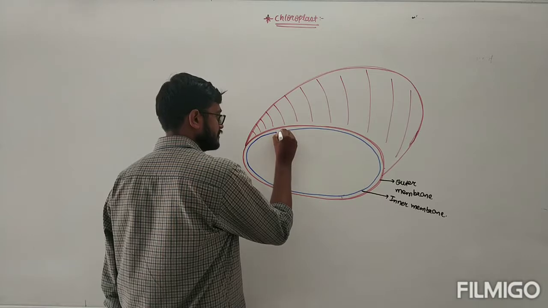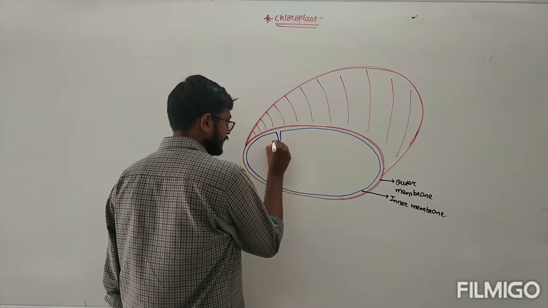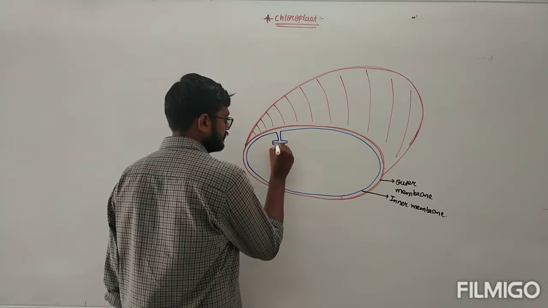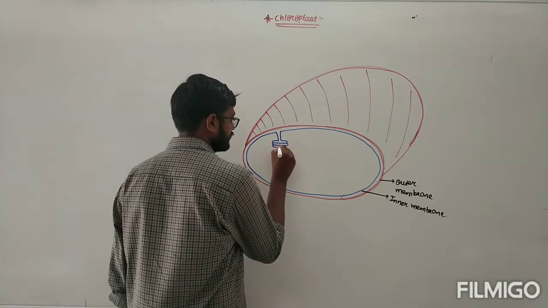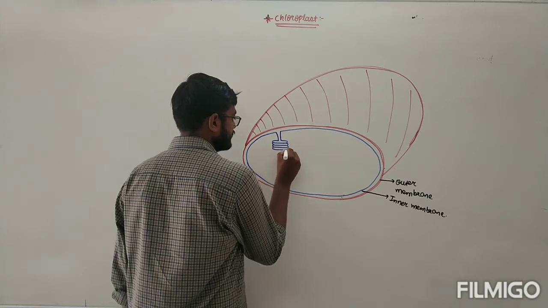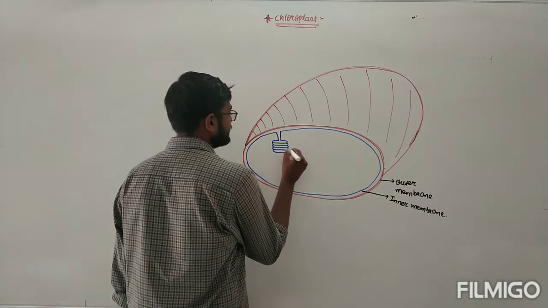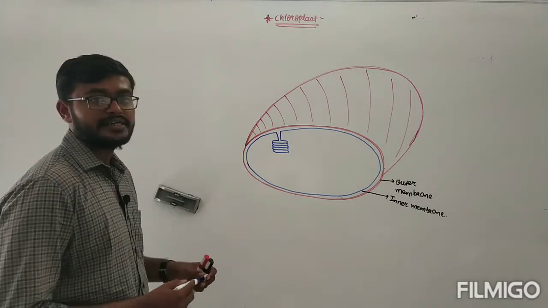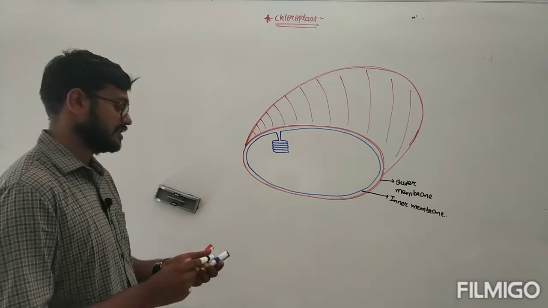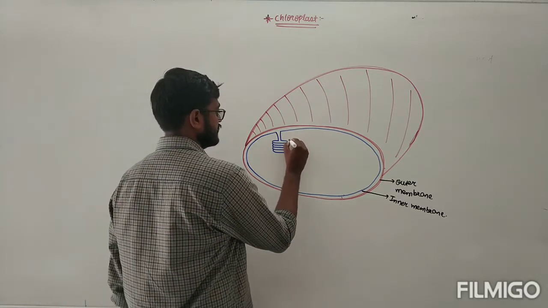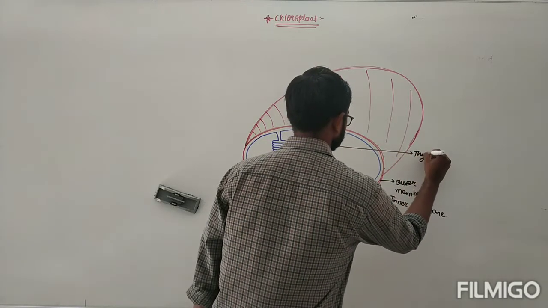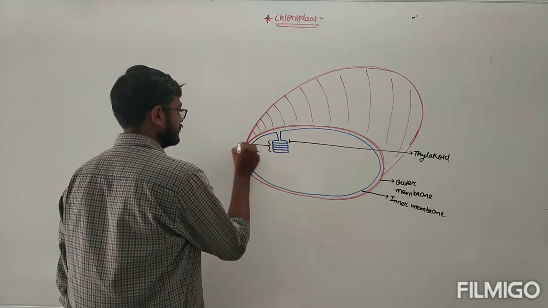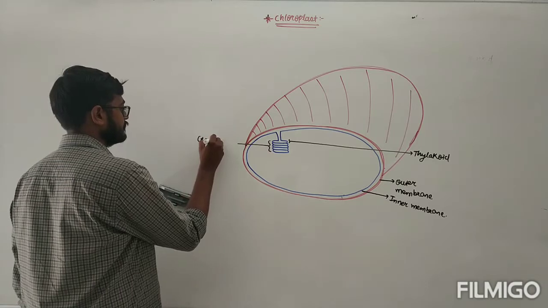So let's take an example. This is a folding, and this folding has a disc-like structure. Not only a single disc is present, but many discs are attached here. A single disc is termed a thylakoid, and a group of thylakoids is termed a granum, singular. So this is a single one, termed a thylakoid, and this portion is termed a granum.